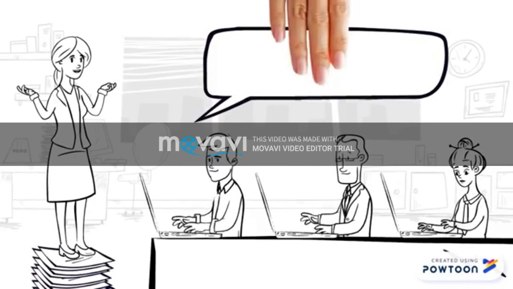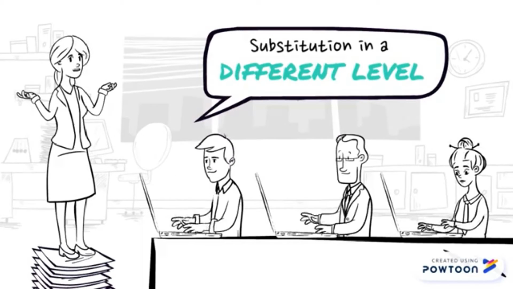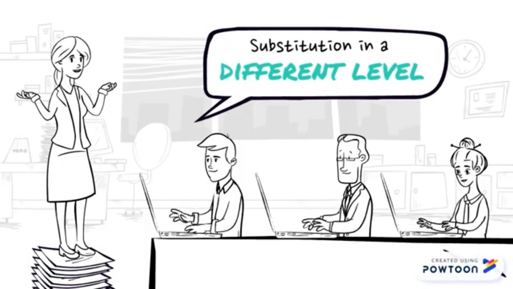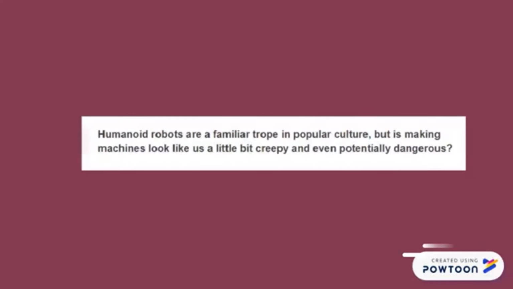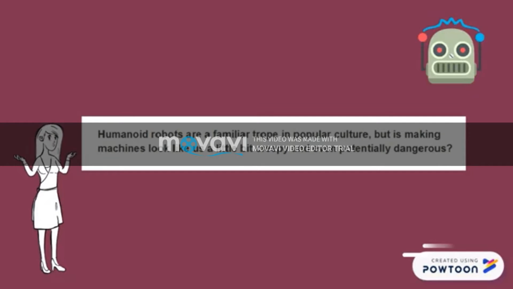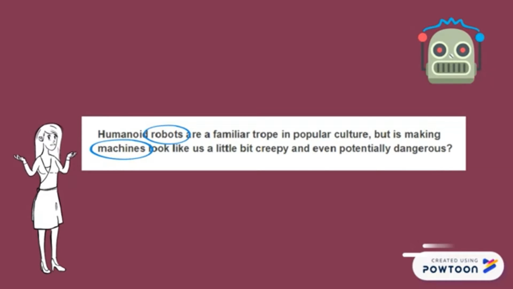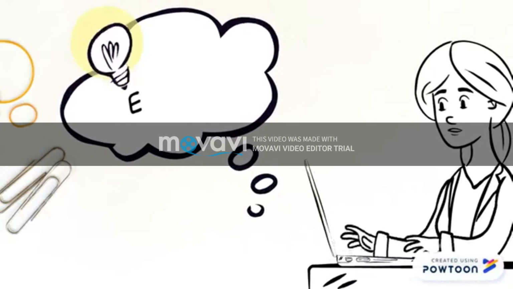Substitution at a different level. In contrast to the previous case, the lexeme is replaced by another one that could alter the main topic of the text. Let's see an example to understand better. The lexeme which appears in the first clause is robots. However, in the following clause, this lexeme is changed by the word machines. In this example, the text goes from the more specific term to another more general. In other words, the lexeme machines does not come from the lexeme robots.